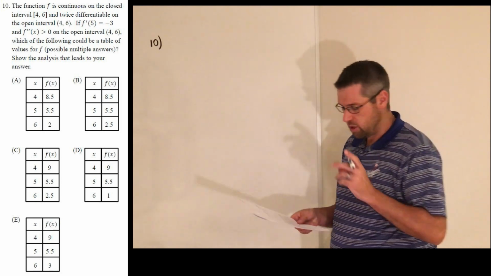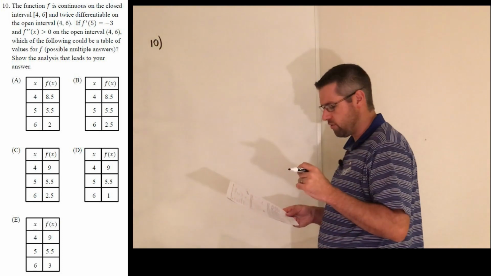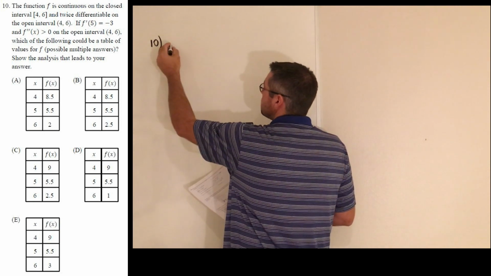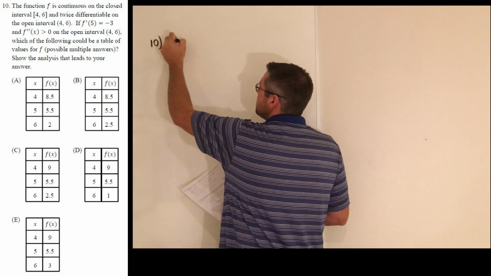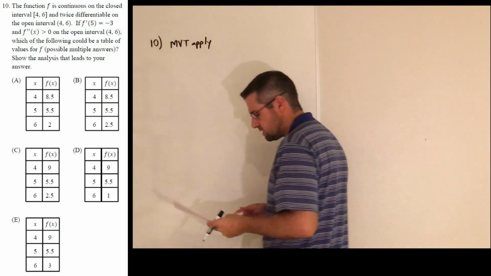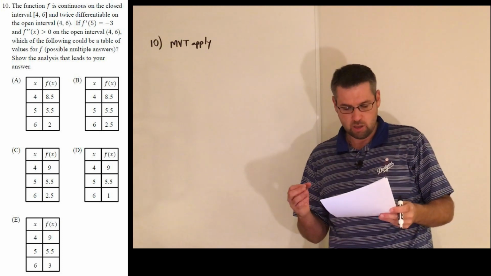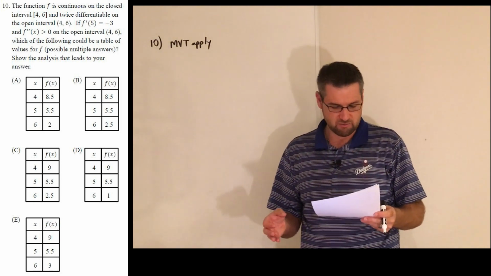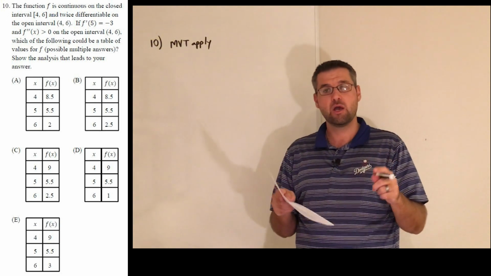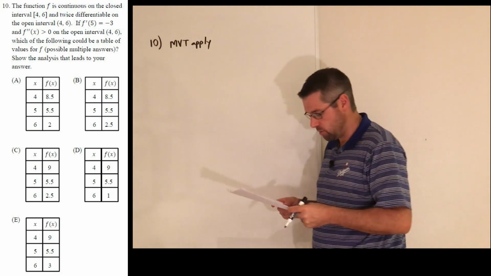So the first thing I want to note is that the function is continuous over the closed interval and differentiable over the open. And so I will recognize that the mean value theorem is going to apply in this problem. That's the first thing I see. So the mean value theorem applies, which means the average slope between 2 points will be equal to the derivative somewhere in between, and that's going to come in handy when we check these things.